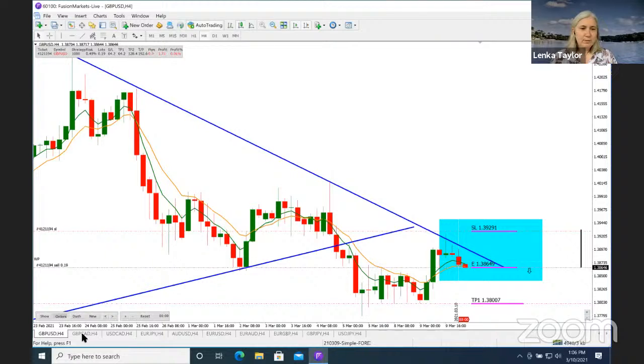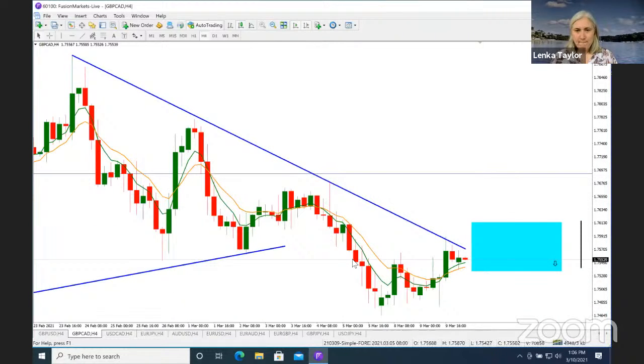All right, let's have a look at the next chart, GBP CAD. So this one, I'm also looking for a short setup. I just need a strong price action, maybe next few bars. That would be nice. It's already in that sort of area. So as soon as we get some entry signal, I would be happy to go short on that one.